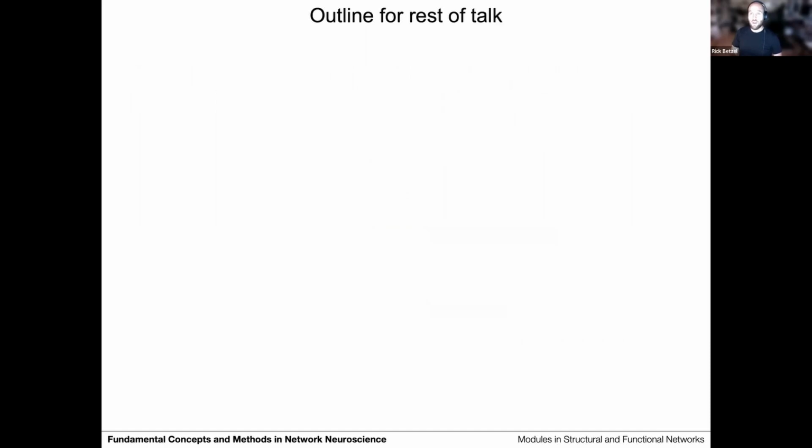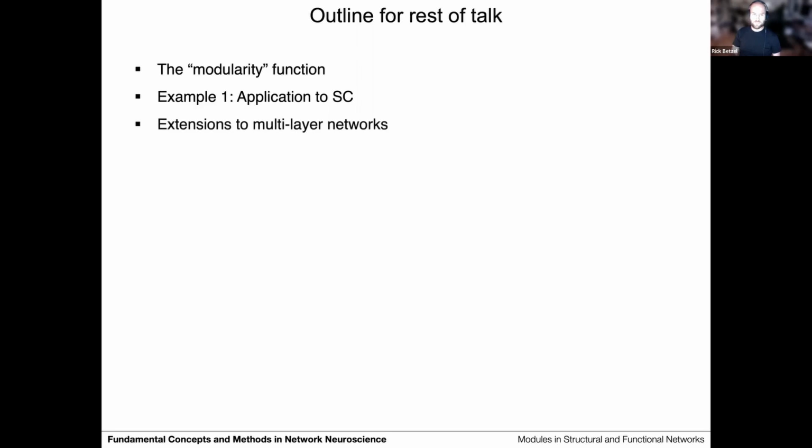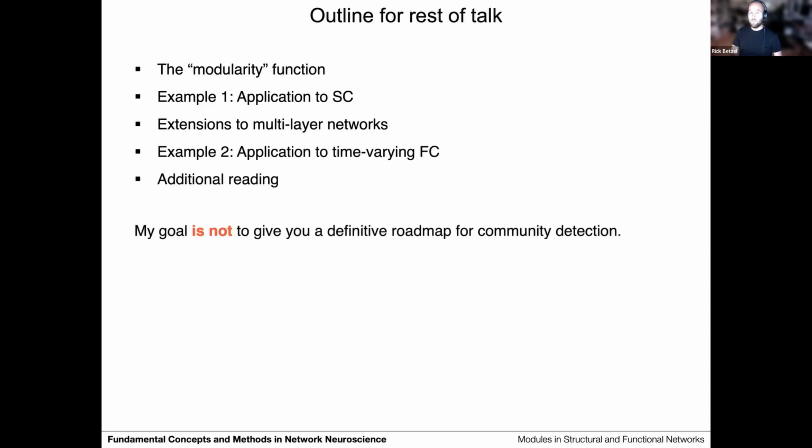So for the rest of the talk, I want to walk through the procedure for detecting modules in brain networks. I'll introduce the modularity function, which we will discuss at length. I will show you an example where we apply it to structural connectivity data. And then I'll talk about how to extend modularity to multi-layer networks, and finish with a short application to time-varying functional connectivity. And then I'll end with one slide on some additional reading and some caveats to what we're working on. Just as a disclaimer, the goal here is not to give you a definitive roadmap for how to do community detection.